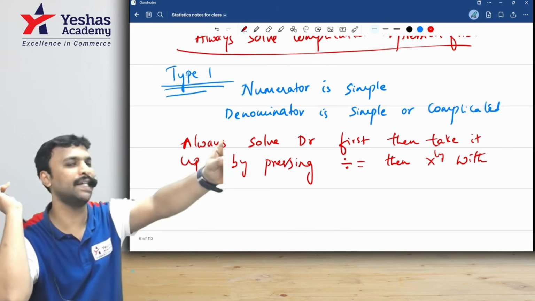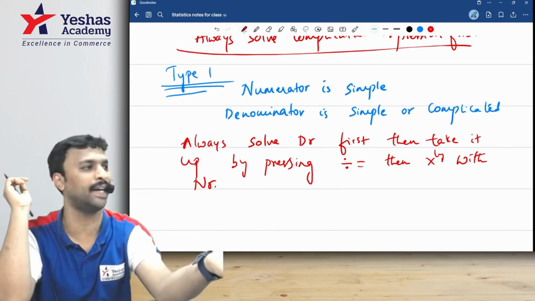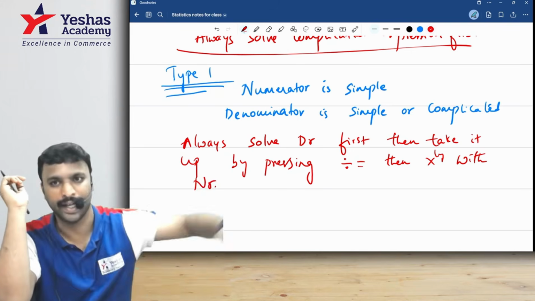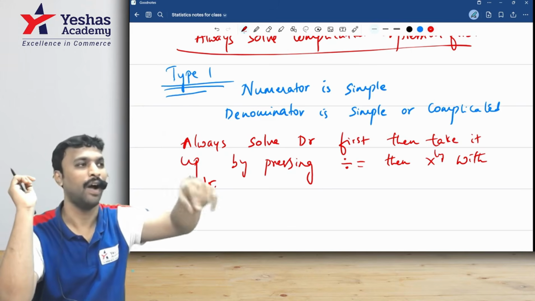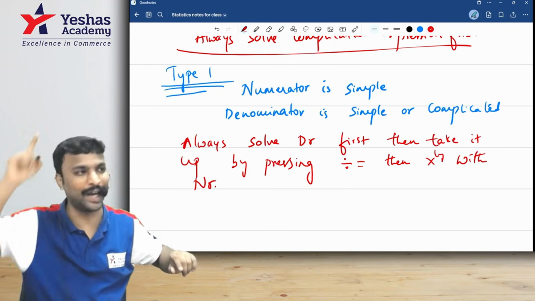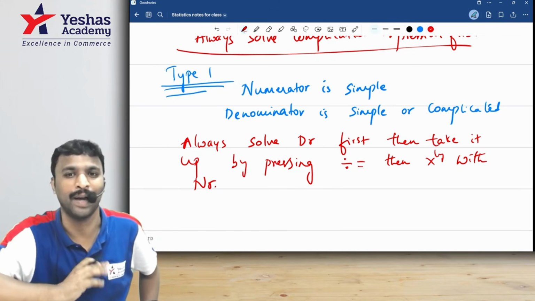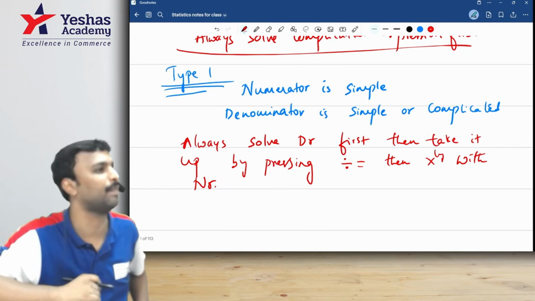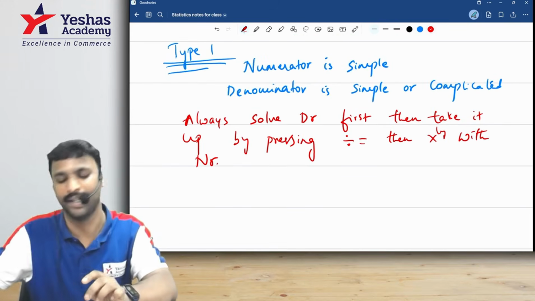Whenever the numerator is simple, the denominator could be simple or complicated. You solve what first? Denominator. Then take it up. How do you take it up? Divide, equal. After taking it up, what would you do? Multiply. Into means multiply. If you want, you can write multiply. I'm lazy to write. Multiply with what? Numerator. NR means numerator, DR means denominator.